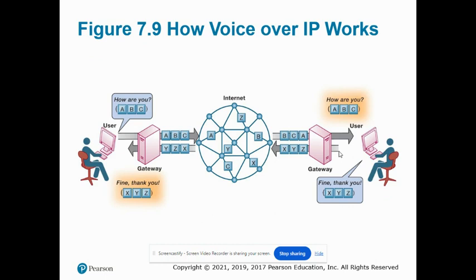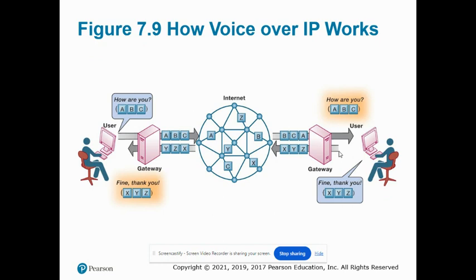A VoIP phone call digitizes and breaks up a voice message into data packets that may travel along different routes before being reassembled at the final destination. A processor nearest the call's destination, called a gateway, arranges the packets in the proper order, directs them to the telephone number of the receiver or the IP address of the receiving computer.